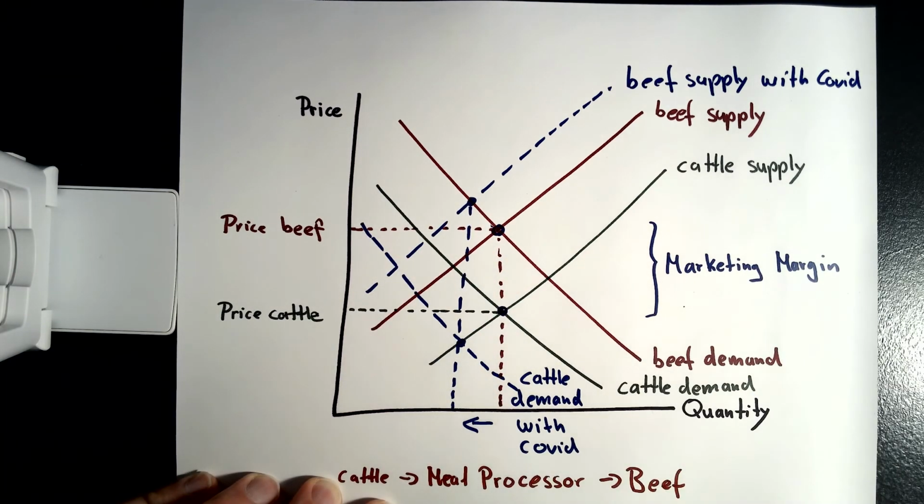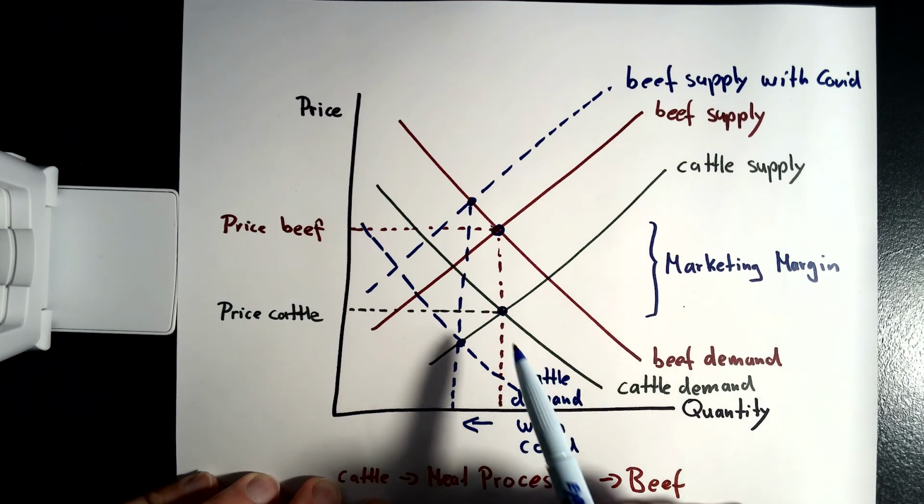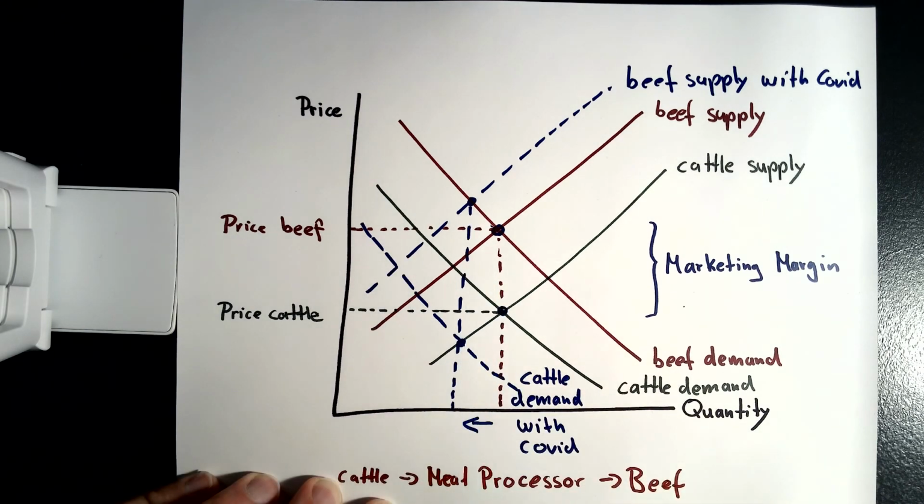And hence you can see that economics does indeed explain why there is a widening gap between the price for cattle and the price for beef, given the shock imposed by COVID-19.